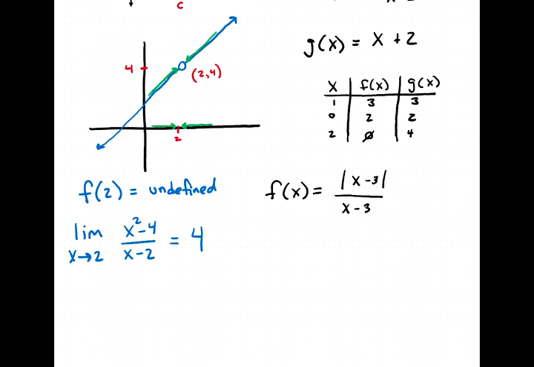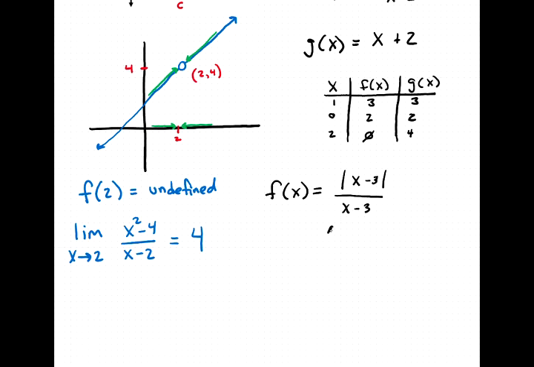Well, without the absolute value bars, x minus 3 over x minus 3 is equal to 1, except in the case that x is equal to 3, because f of 3 is undefined. If you plug in 3 for x, again, you get 0 over 0. But for any number that's not 3, it's okay. You could plug in any number that's not 3 because you'll get something other than 0 on the bottom.